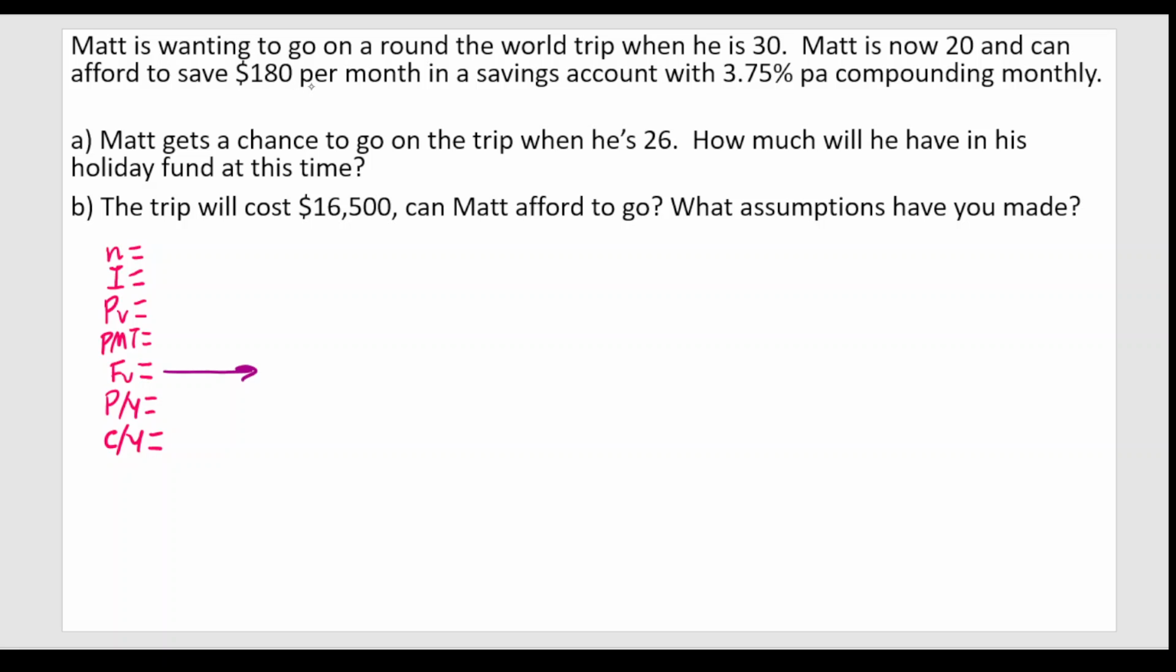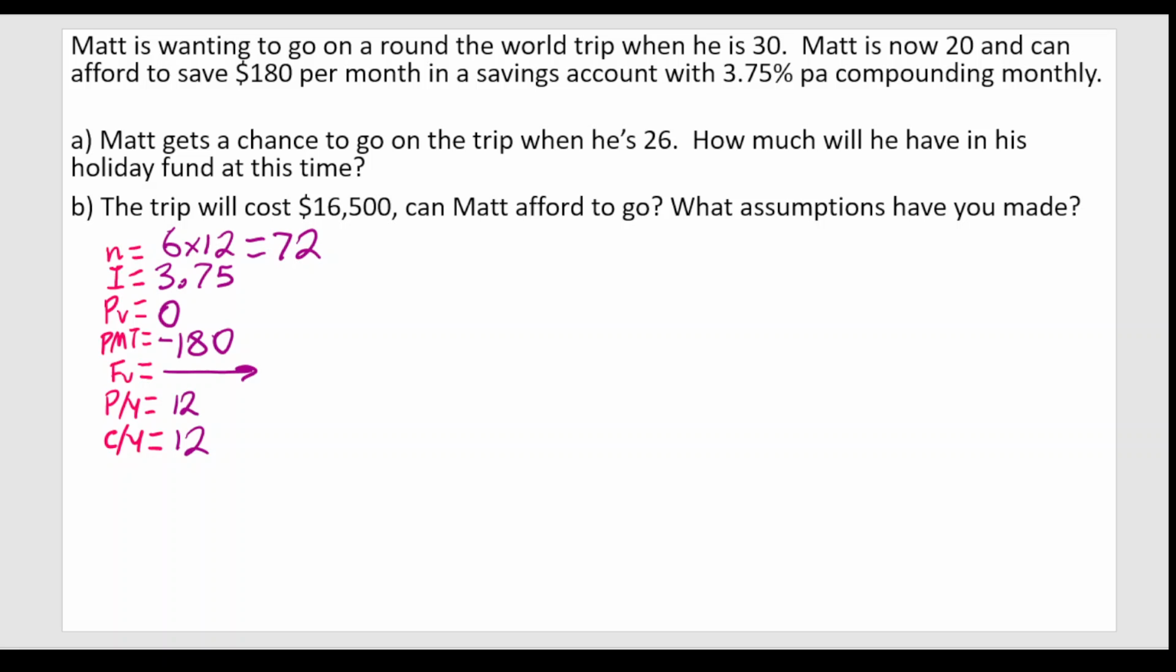He's going to be able to save $180 and he's doing that monthly. So PMT is going to be negative 180 and our PY is going to be 12. The interest rate is 3.75 and it's compounding monthly, so that is 12 down here. We haven't been told that he's starting off with any money, so we're just going to say PV is 0. And he's doing this when he's 26, so we're going to assume that's 6 years after he started saving. So 6 years times the PY, which is 72.